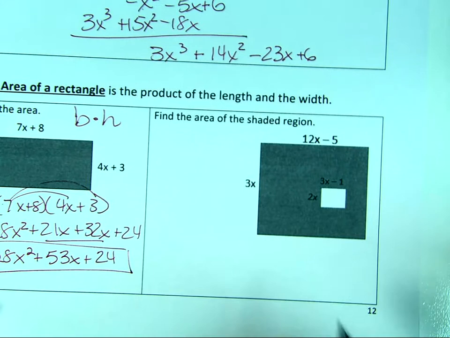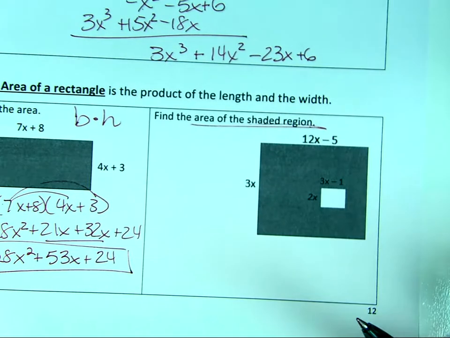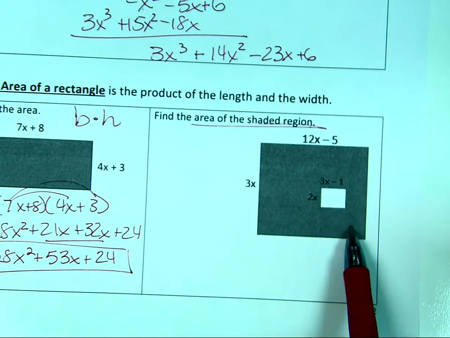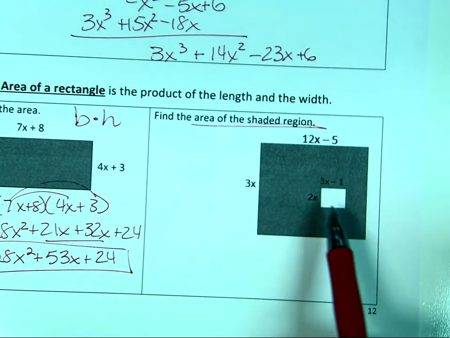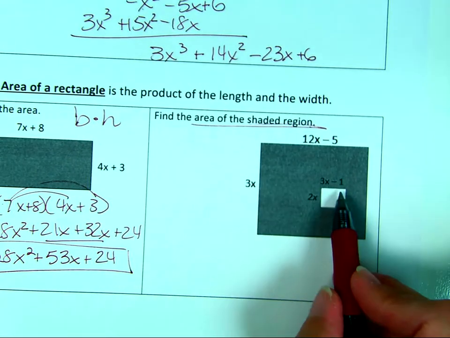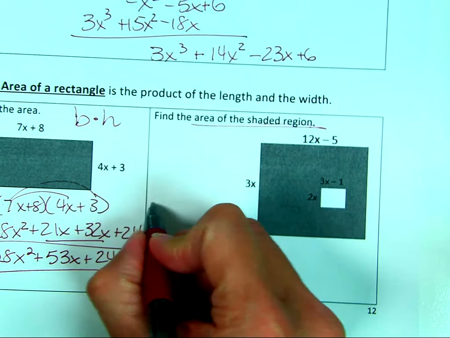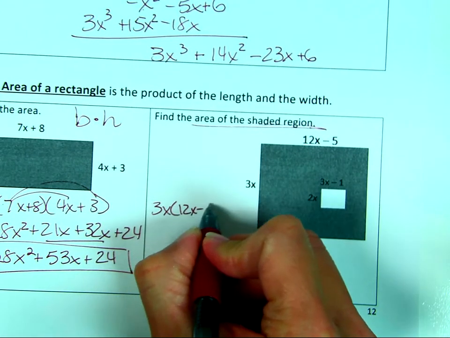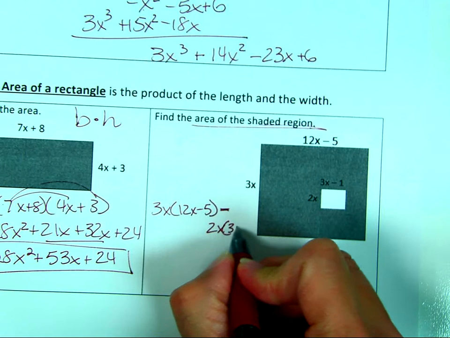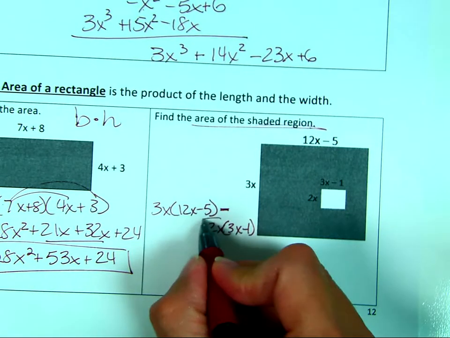Now hopefully you can see that. That's a 3x minus 1 and that's a 2x. So this says find the area of the shaded region. Well, if I want to find the area of the shaded region, it's this whole big box minus this little part. So if I find the product of these two, the length times the width, and then I find the product of these two, the length times the width, I just need to subtract them. So that means I have a 3x times 12x minus 5 minus a 2x times 3x minus 1. So that's what I need to do. Make sure you know you're subtracting this whole thing.